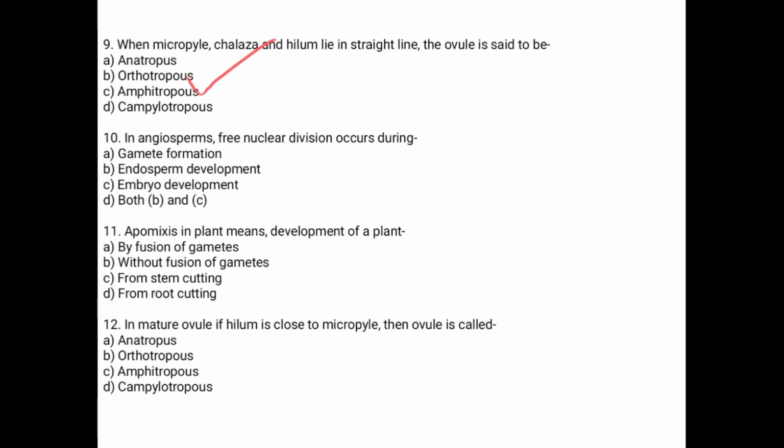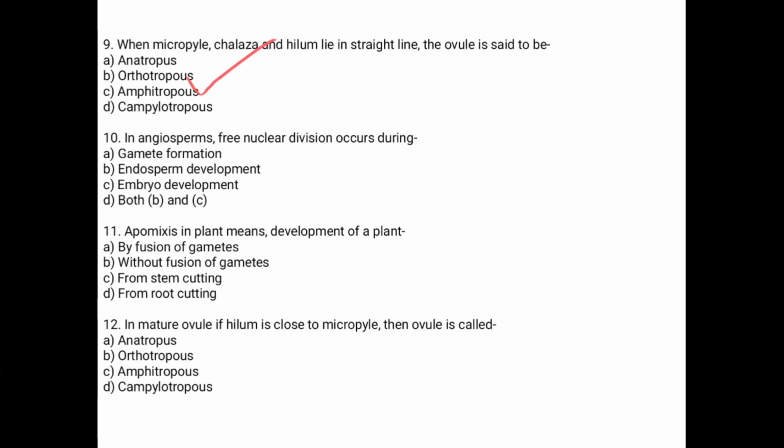In orthotropous, the body of the ovule is erect or straight. In amphitropous, the body of the ovule is so much curved that the embryo sac and the ovule itself take the shape of a horseshoe. And in campylotropous, the body of the ovule is curved or bent, so that the micropyle and chalaza do not lie in the same straight line. So here the answer is orthotropous. Come to the next question.